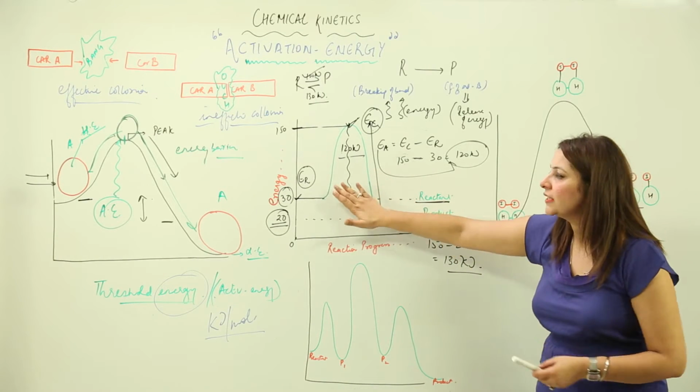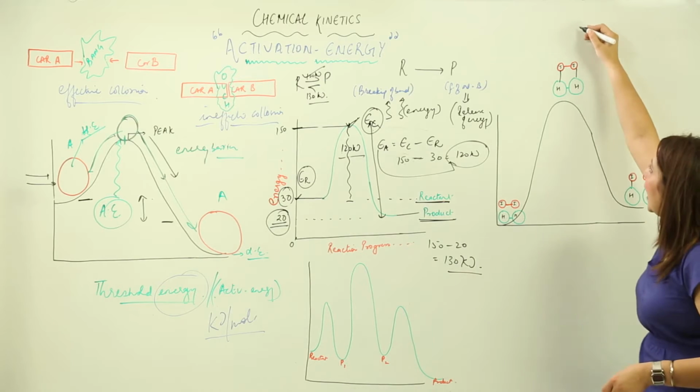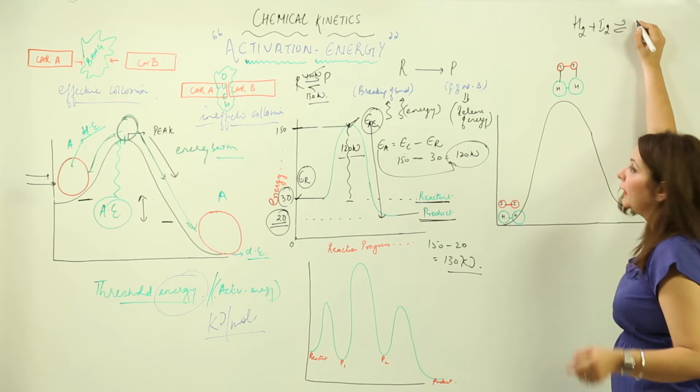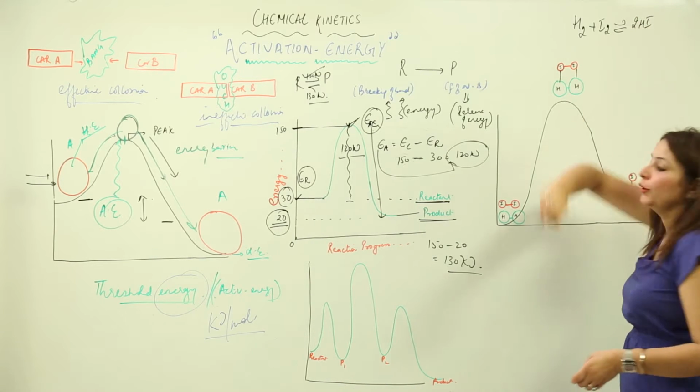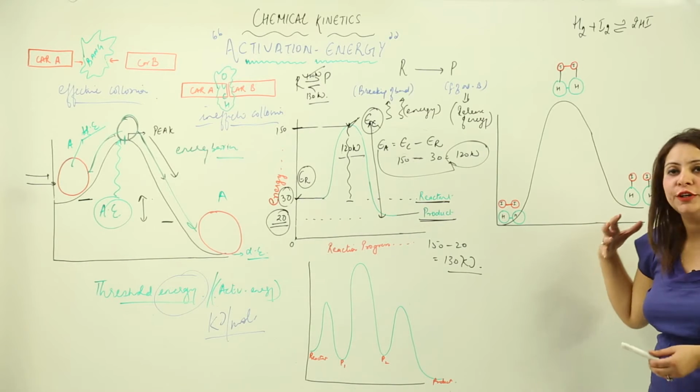Now I'll explain this graph by considering a chemical reaction. Suppose I have this chemical reaction in which H2 combines with iodine. It is a reversible reaction, as you all know, that leads to the formation of 2HI. Right.